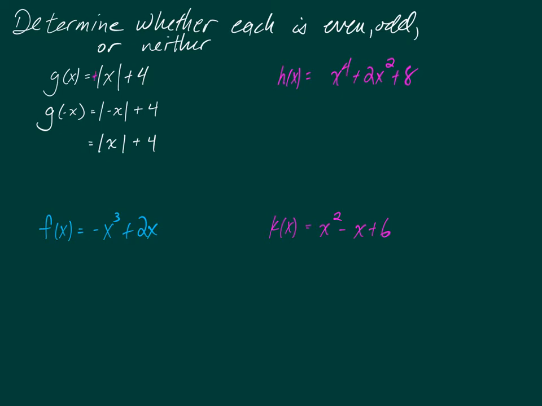This is a positive term. When you put negative x in for x, it stays a positive term. This 4 is positive, it stays positive. All of the terms stayed the same, or kept the same sign. That means this function is even.